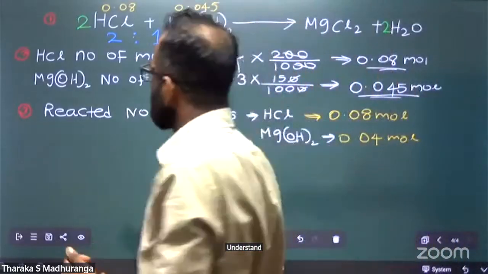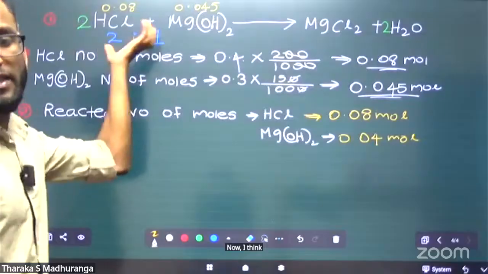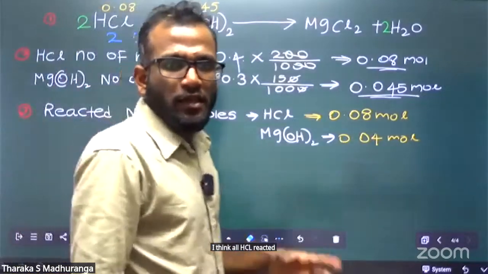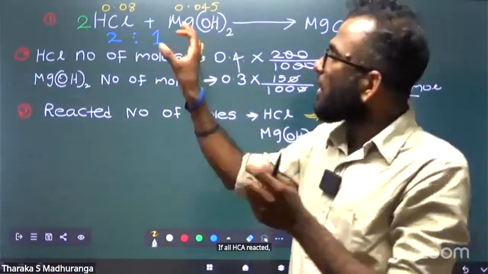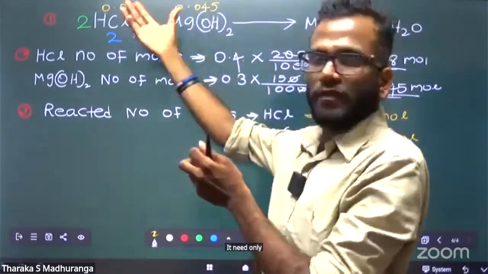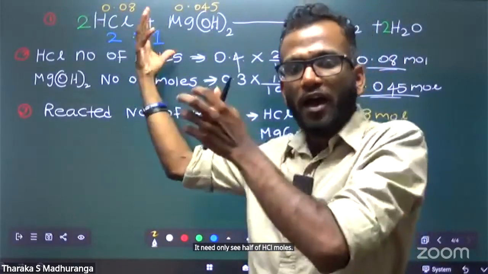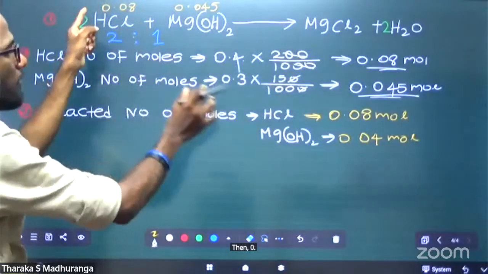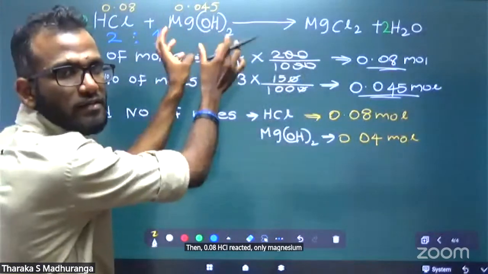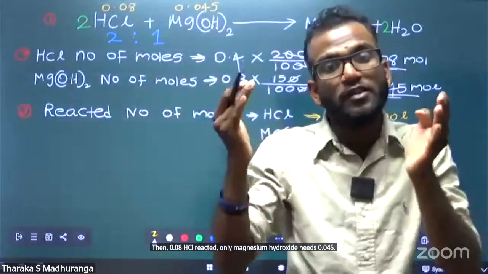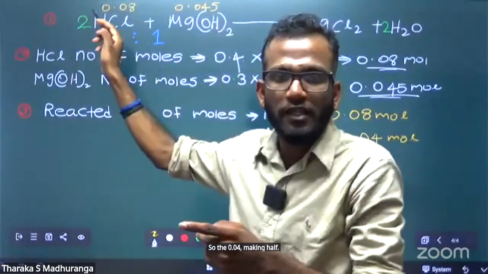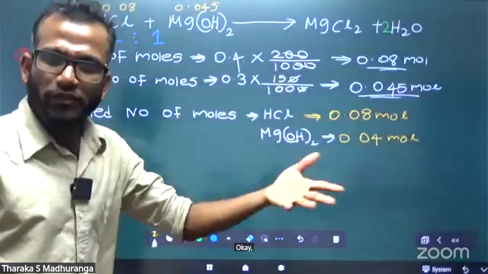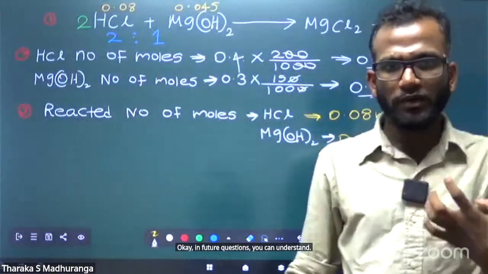Understand? Now, I think all HCl reacted. Any direction you can think. If all HCl reacted, the magnesium hydroxide needed is only half of the HCl moles. Then 0.08 HCl reacted, so magnesium hydroxide needs 0.045. Sorry, 0.04, making half of the HCl moles. 0.04 is required. Okay, in future questions, you can understand. I think you got the basic idea.